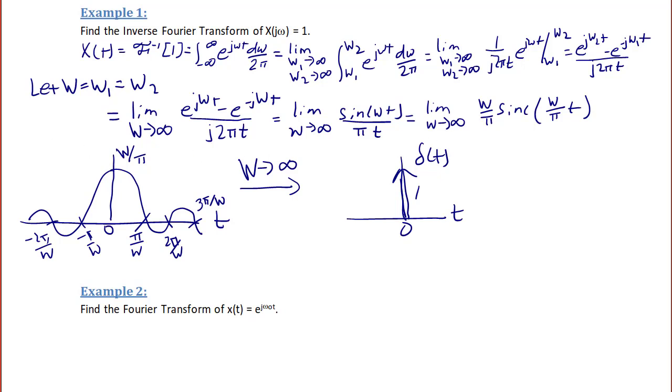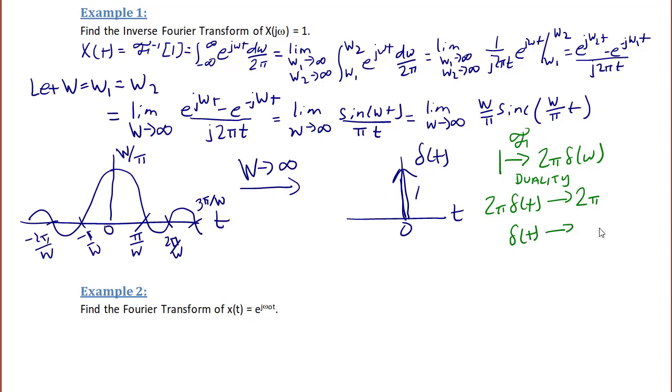There is an alternate method to solve this problem, and it is to use properties. So if I was to solve this problem with properties, I would have that I know that 1 has a Fourier transform of 2 pi delta of omega. So 2 pi delta of t, using my duality property, would have 2 pi evaluated at negative omega, but there isn't any negative omega. So I got that by using duality. And then I would divide both sides by 2 pi, and I would get that the Fourier transform of delta of t is 1, which is what we have here.